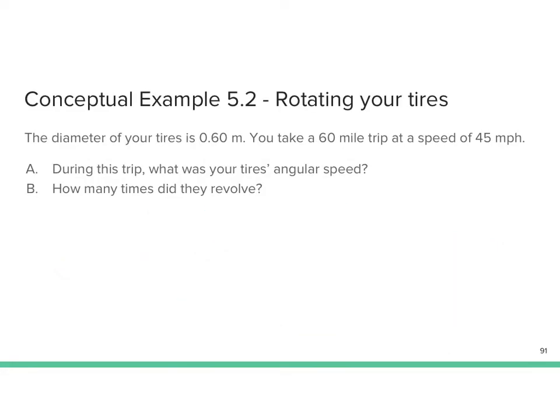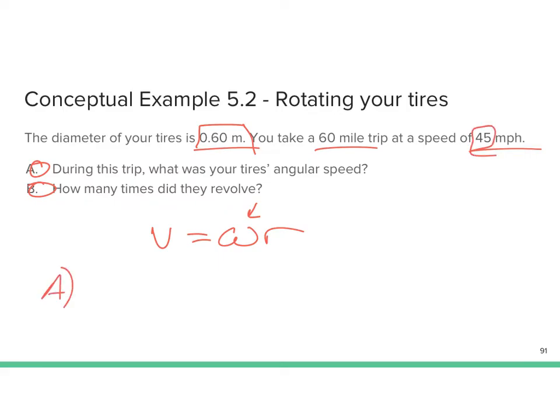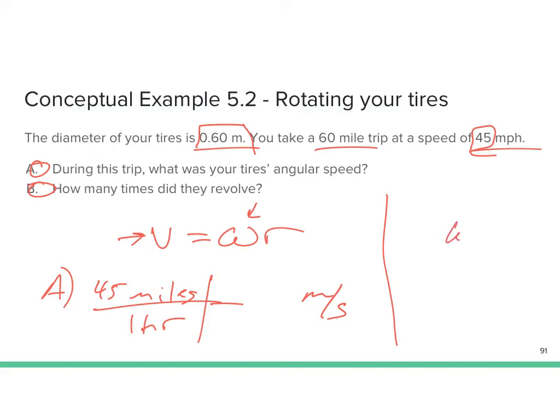So here's a quick conceptual example that I'll talk about in class. You take a 60-mile trip in a car at 45 miles an hour, the diameter of the tire is 0.6 meters, and we're curious about the angular speed and how many times the tires revolved. We can use this concept of v equals omega r to get our angular speed, because we have our linear speed, 45 miles an hour. So the first step for part A, we'll convert 45 miles an hour into meters per second, using our quick little translation. And then part B is how many times they revolve. Once I have angular velocity, I'm going to figure out our delta theta, because that'll give me my change in radians. And then my delta theta divided by 2 pi will give me my number of revolutions. So we'll take a look at that in class, but that is your quick little introduction into that.